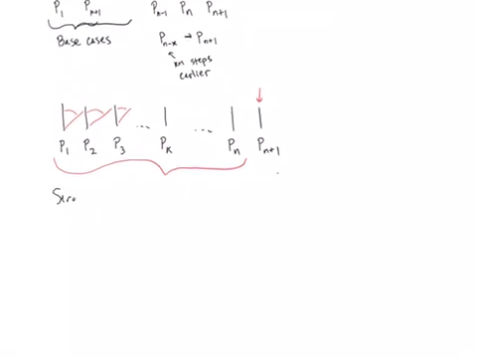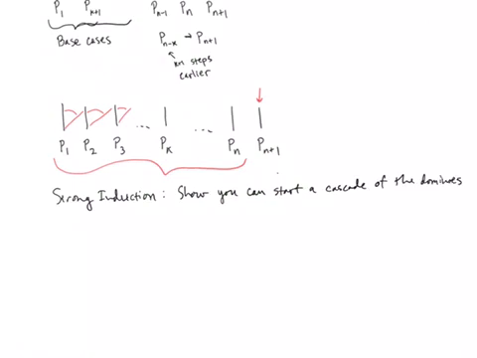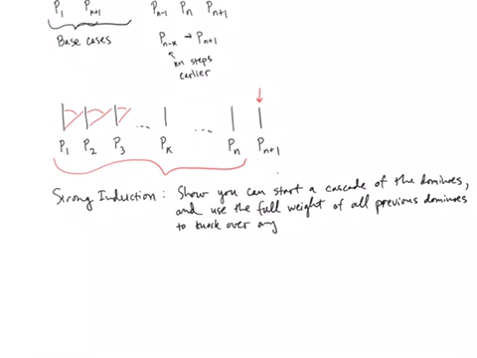So strong induction, sort of informally, is: show you can start a cascade of the dominoes and use the full weight of all previous dominoes to knock over any given one. Okay, so that's kind of the way you can think about this strong induction.